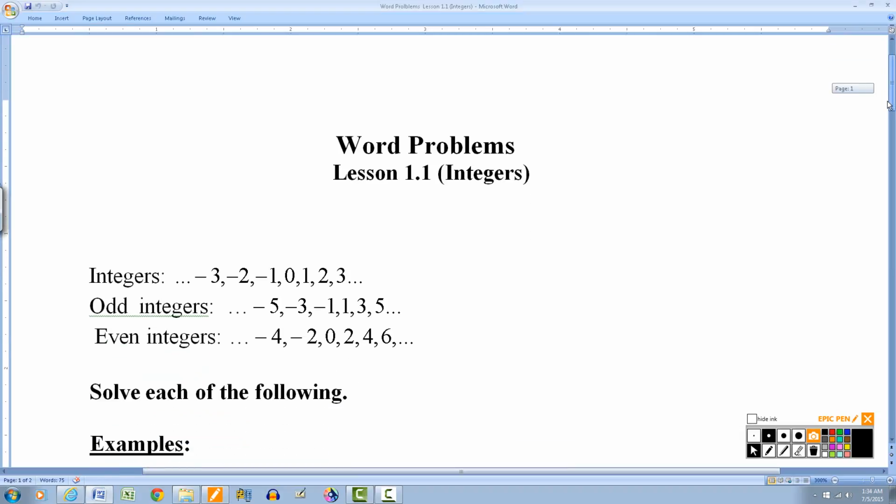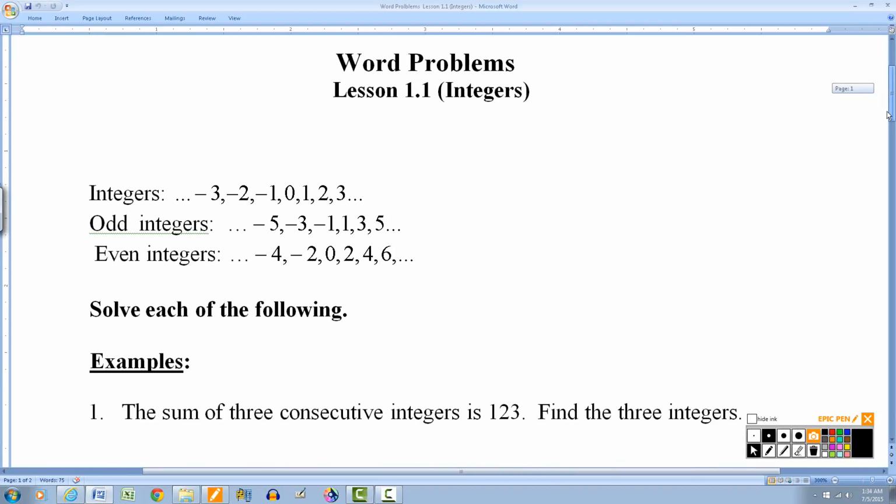Solve each of the following examples. The first one says the sum of 3 consecutive integers, consecutive like 1, 2, 3, 4, 5, is 123. Find the 3 integers. We're going to be dealing with equations in this lesson with one variable. In solving word problems, the main thing is to know what they're asking you for. If you don't know what a consecutive integer is, there's no way you're going to solve the problem. You have to understand in this case what a sum is. That's addition. Consecutive integers, we just went over that. And then we want to find the integers.